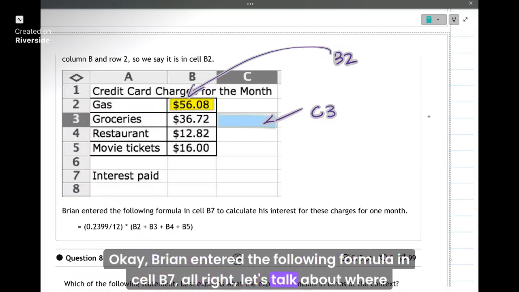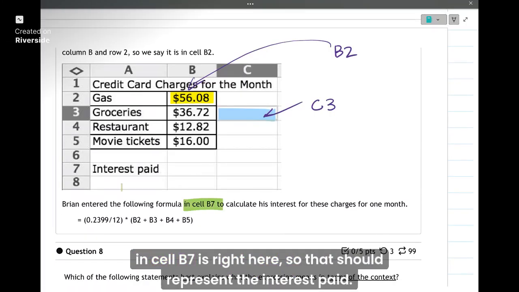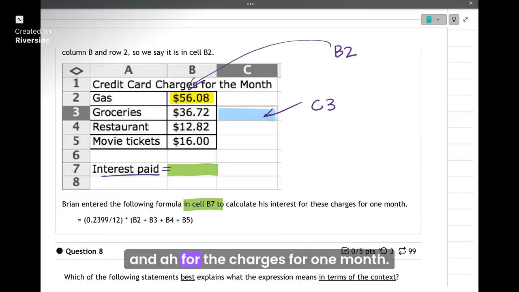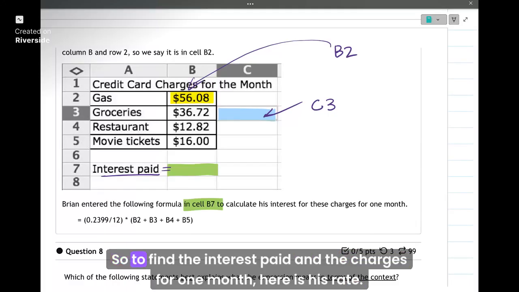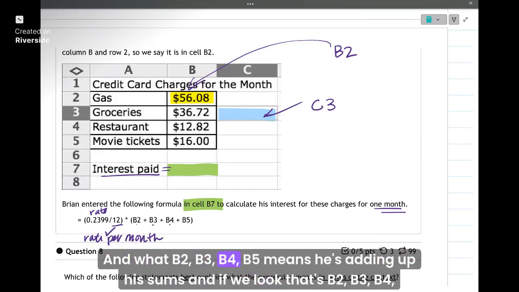Brian entered the following formula in cell B7. All right, let's talk about where that cell is. Cell B7 is right here. So that should represent the interest paid for the charges for 1 month. To find the interest paid on the charges for 1 month, here is his rate. He divided it by 12, so that's his rate per month. And what B2, B3, B4, B5 means, he's adding up his sums. And if we look, that's B2, B3, B4, B5.